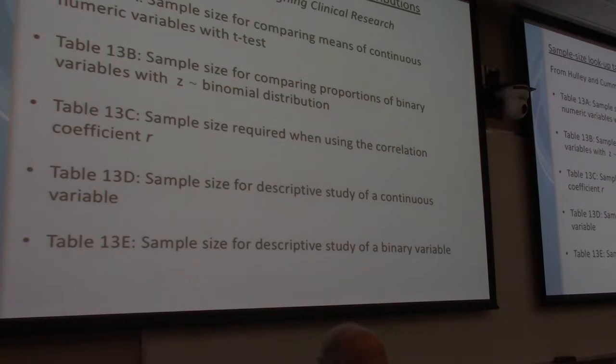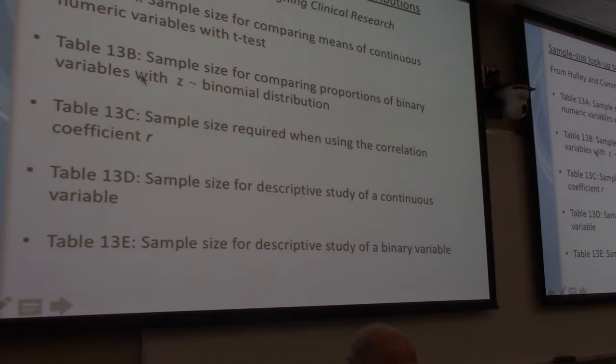So there are 5 tables there, I think. Table 13A is when you're comparing two means for a continuous numeric variable, and we're using a t-test. 13B is when we're comparing proportions in two groups, like the proportions with hypertension or the proportions who are overweight or obese.